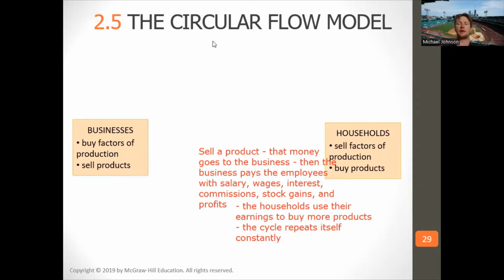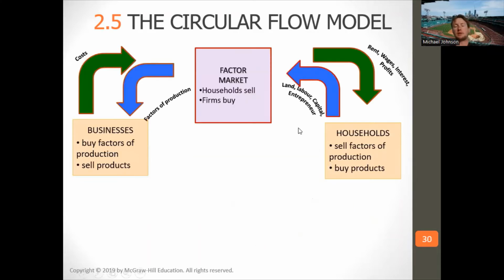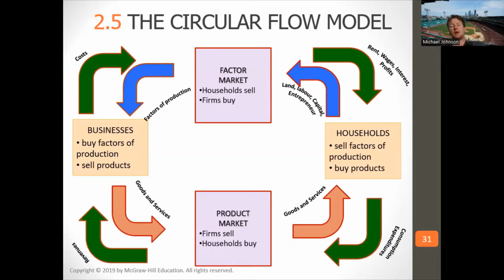So this is a good diagram here. The circular flow model. The businesses buy factors of production and sell products, and so households sell, firms buy. Households sell factors of production and buy products. Firms sell, households buy. So this just goes on and on. It just repeats itself like a circle like that.